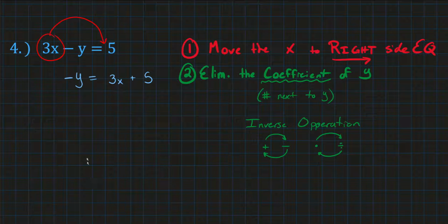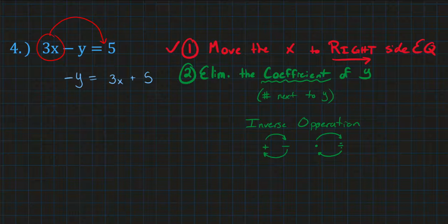There's a negative sign next to that y. So we need to do something to get rid of that negative sign. We did move, but we still need to eliminate the coefficient next to y. But Mr. Grapp, there is no coefficient. There's just a negative sign. There's no number to divide by. I can't divide by a negative sign. That doesn't make any sense.